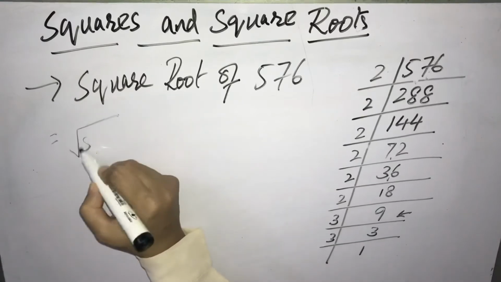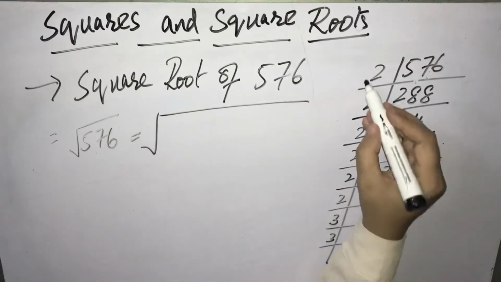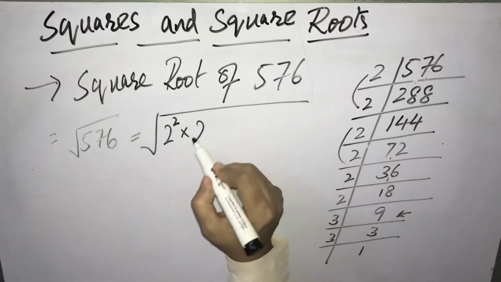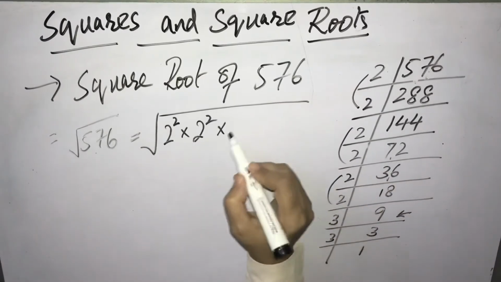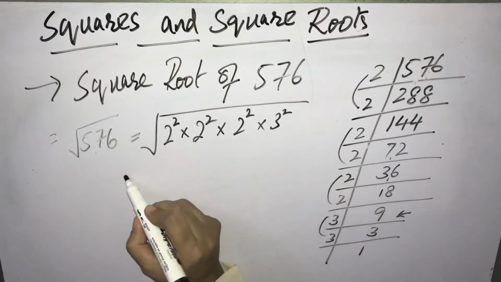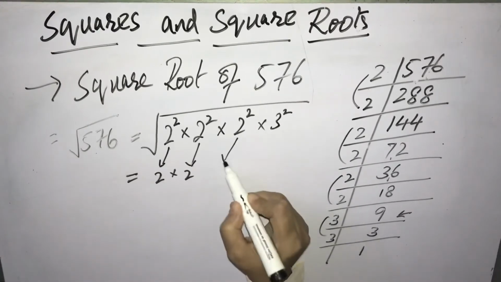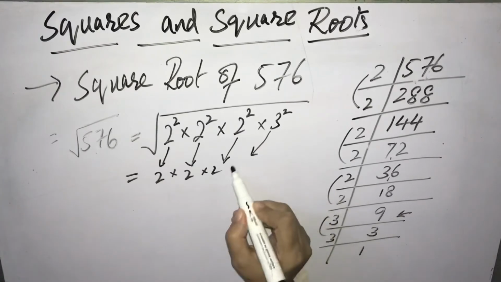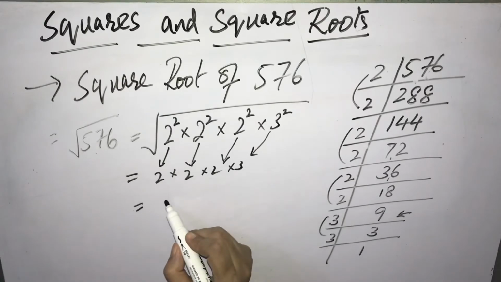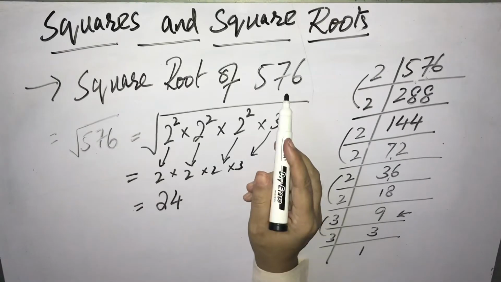576 is equal to, I can write it like this, 2 square cross 2 square cross 2 square cross 3 square. I will take from each pair one number, one from here, one from here, one from here and one from here. 2 2s are 4, 4 2s are 8, 8 3s are 24. So 24 multiplied by 24 is 576.